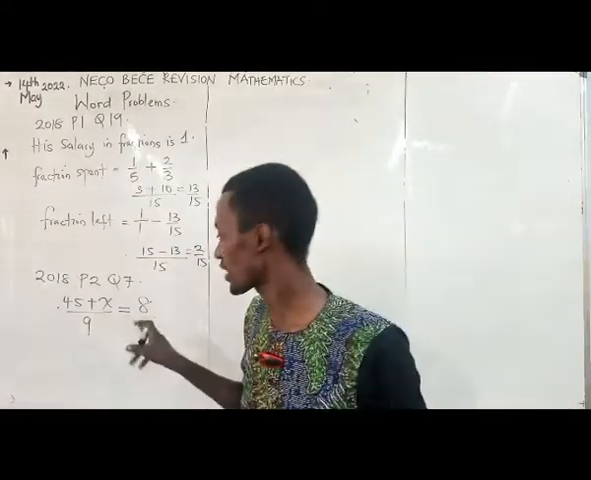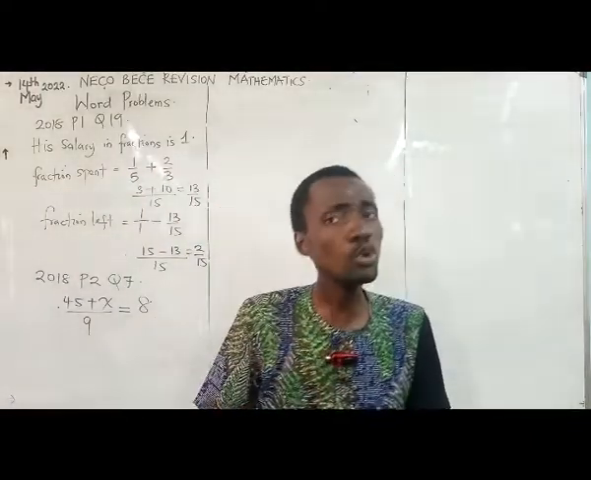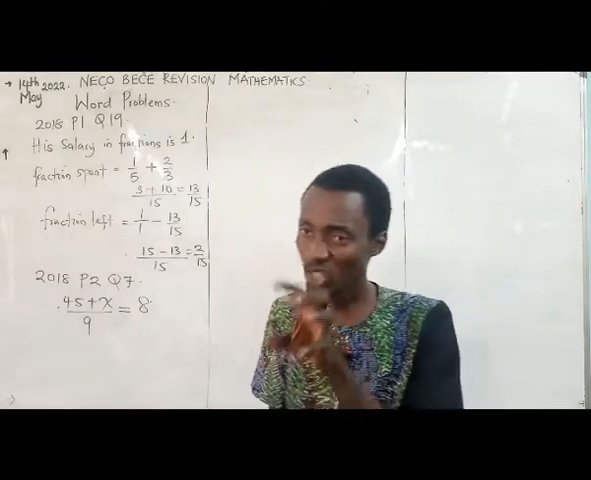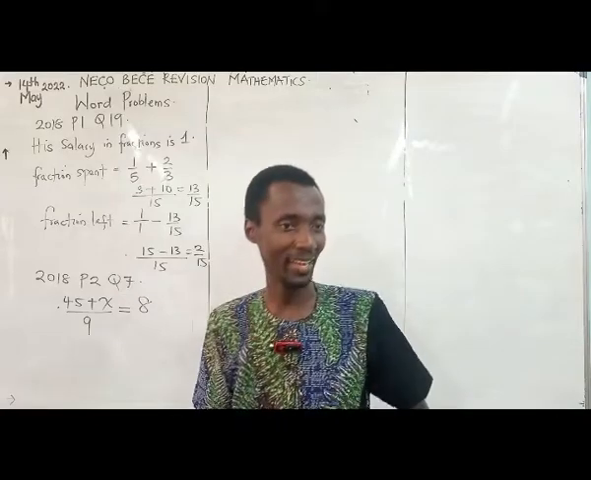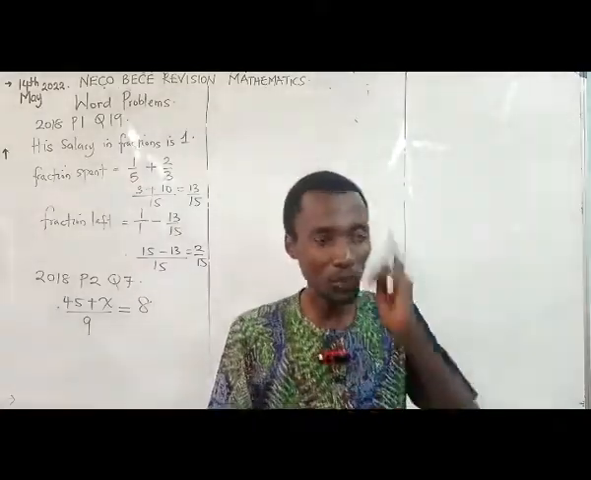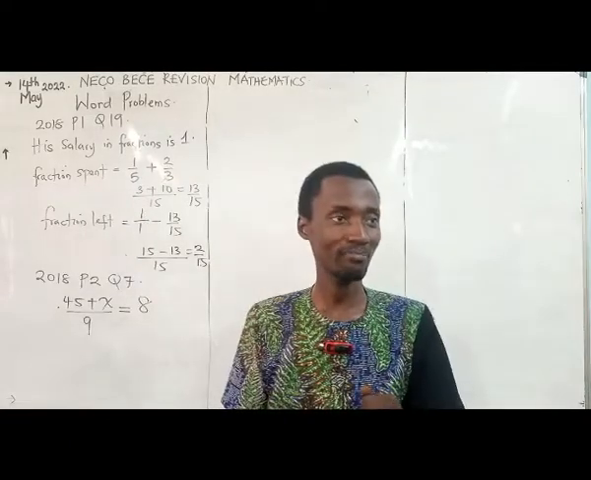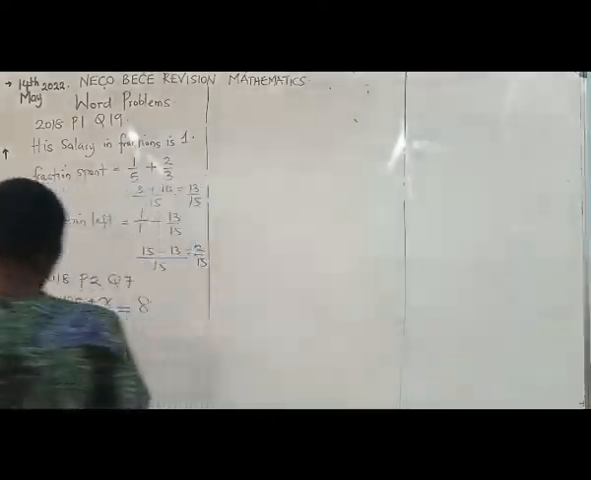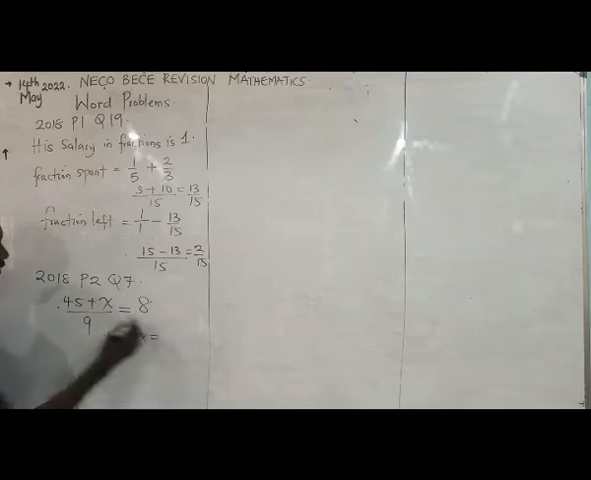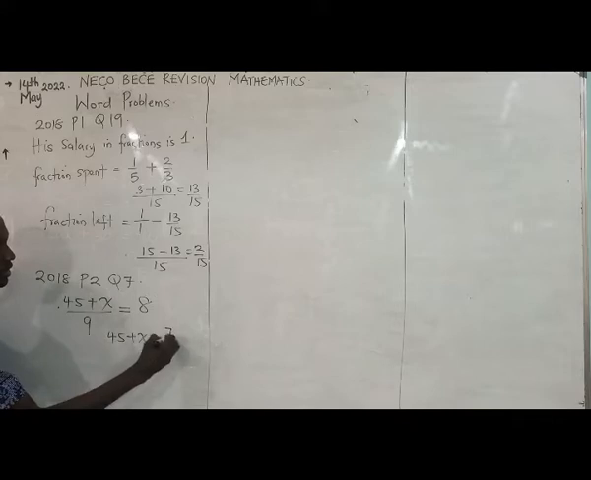I remember when I was taking this, I took you back to your primary school. The concept of quotient and remainder. Anytime you hear the word quotient, the quotient is a whole number you get after dividing two numbers. Please, let's not forget that. So this is what they want you to do. 45 plus x over 9 equals 8. So from here, 45 plus x will be equal to 9 times 8, and that will be 72.